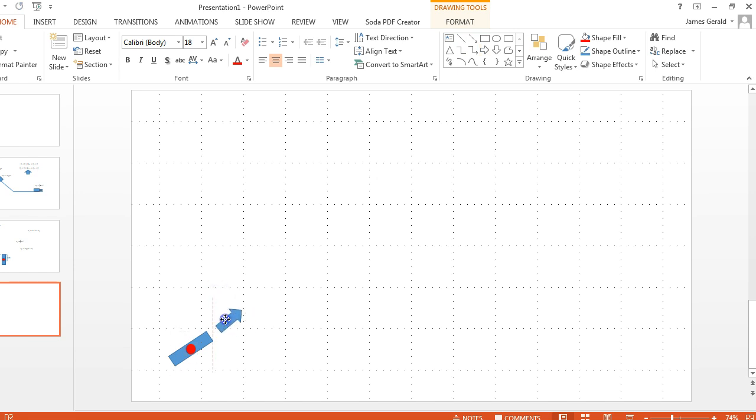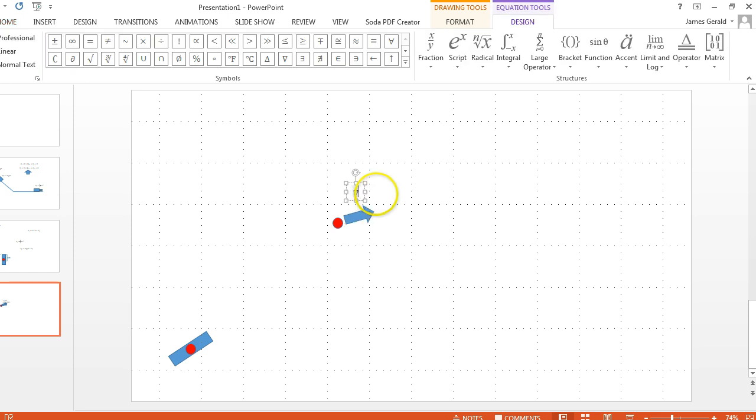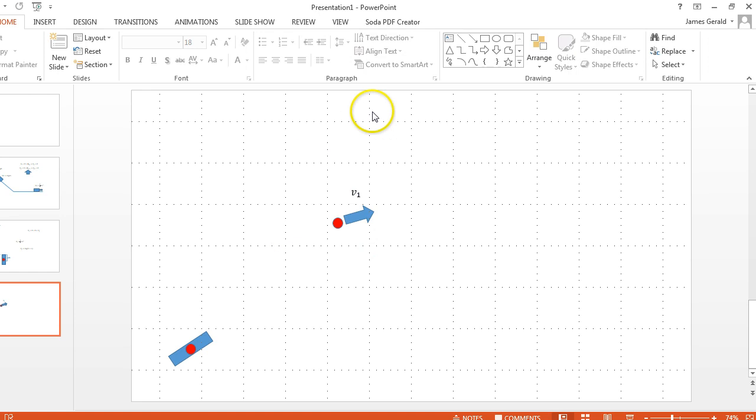We don't know its velocity when it starts out, but we do know at some later point it's up here. It has some velocity V, that's just V1, we'll call it. We know its mass, and we know its height, right? So how high off of our initial starting point are we? So we know H1.